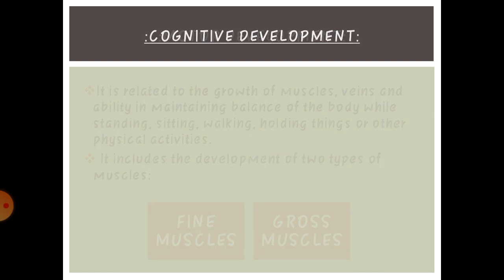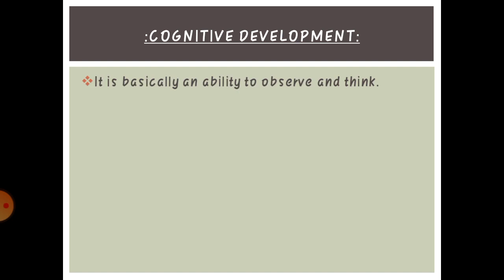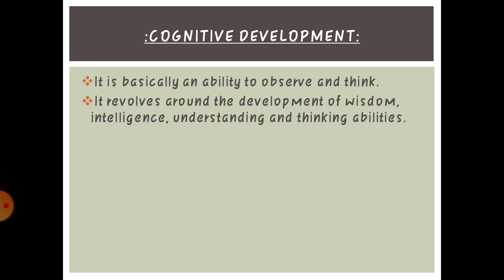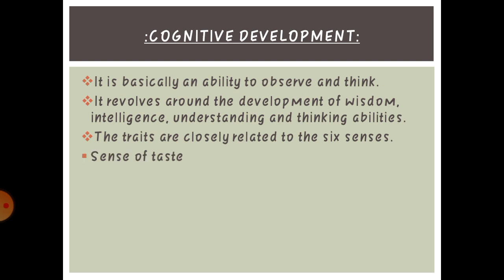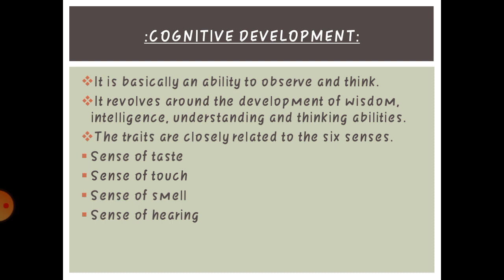The next is cognitive development. It is basically the ability to observe and think. It revolves around the development of wisdom, intelligence, understanding, and thinking abilities. These traits are closely related to the six senses. The six types of senses everybody has. The first is sense of taste, sense of touch, sense of smell, sense of hearing, sense of sight, and the last one is sense of instinct.